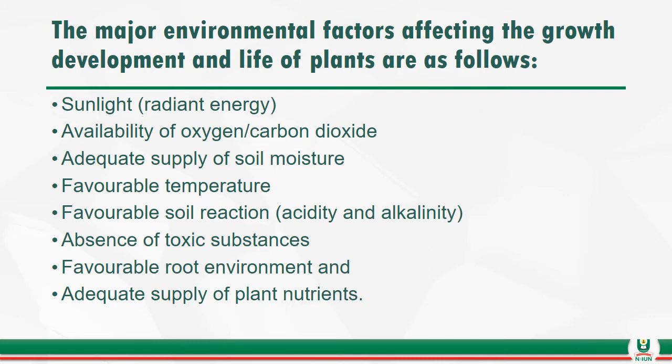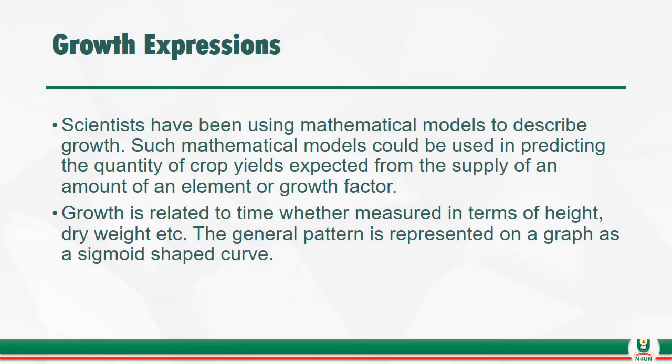Also, adequate supply of nutrients. Adequate supply of nutrients is another factor that is very, very necessary. When a soil can supply the necessary nutrients needed for growth, then the crops or the plants in those soils will be able to utilize these nutrients for their growth and their development.